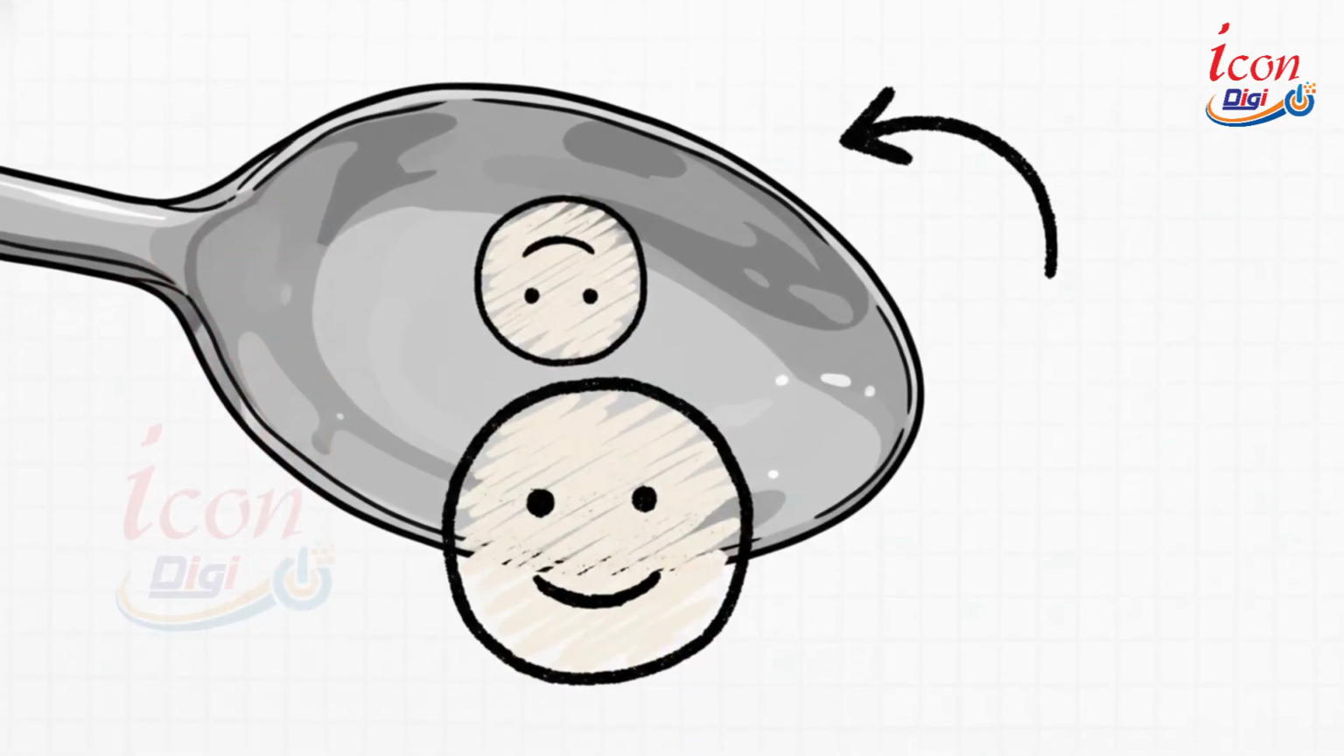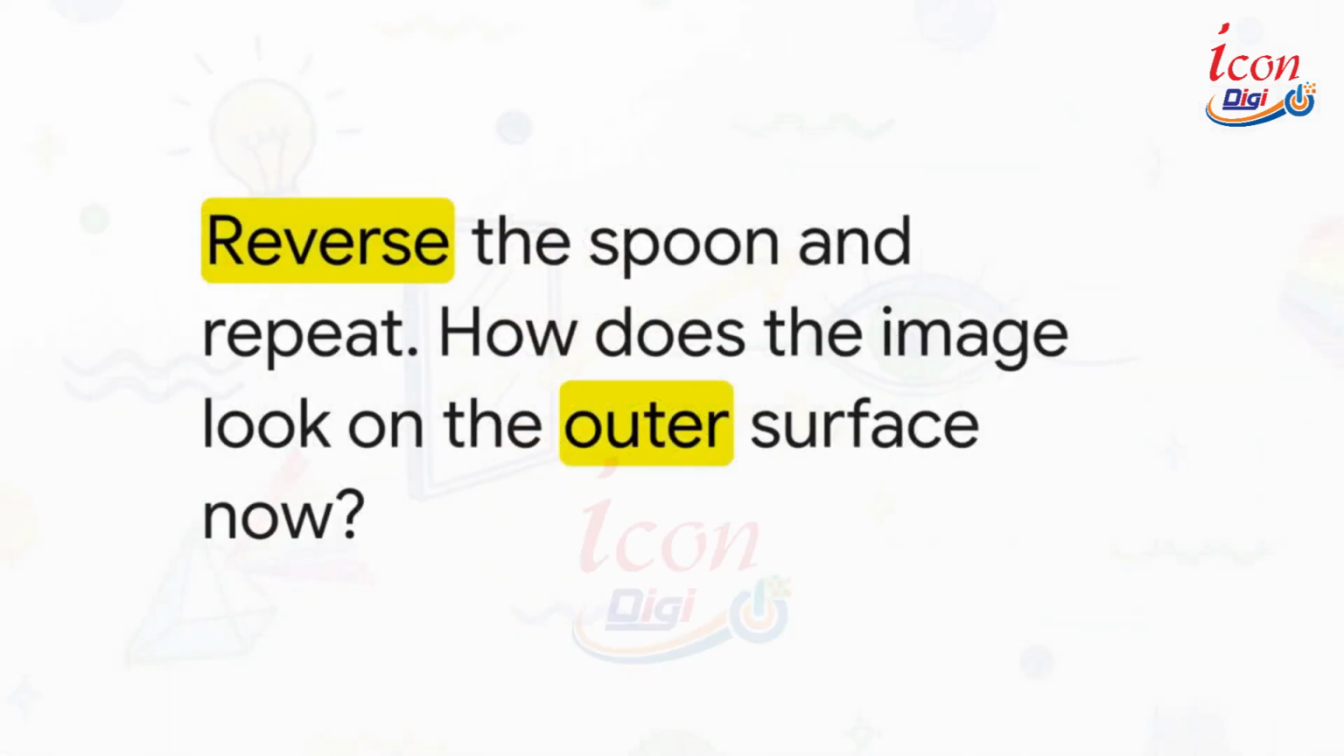Okay, got it? First, look at your face in the inside of the spoon, the part that holds the soup. This is what we call a concave mirror. Now look at your reflection. What's the size like? Now slowly move the spoon away from your face. Watch what happens. Does the image change? Does it flip upside down? All right, time to flip it over. Now look at the back of the spoon, the bulging part that curves out. This is a convex mirror. How does your reflection look now? Totally different, right? Is it smaller? Does it look kind of warped?